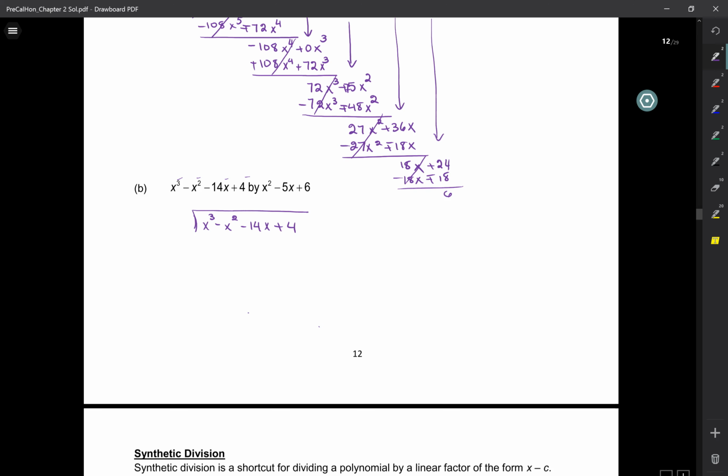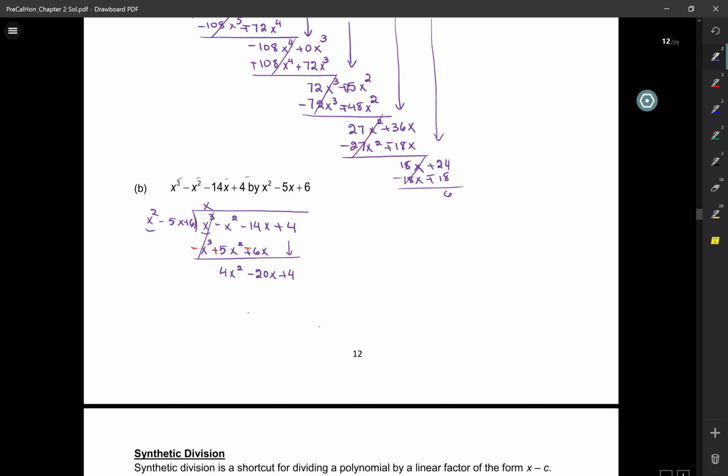Outside, I have x squared minus 5x plus 6, and the process is the same. First term over the first term, I get an x. When I multiply, I have x cubed minus 5x squared plus 6x. Now I have to change my signs, and I get 4x squared minus 20x, and this comes down.